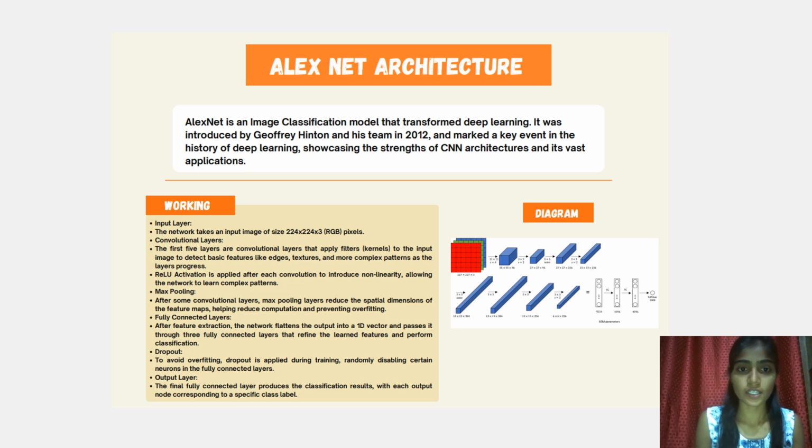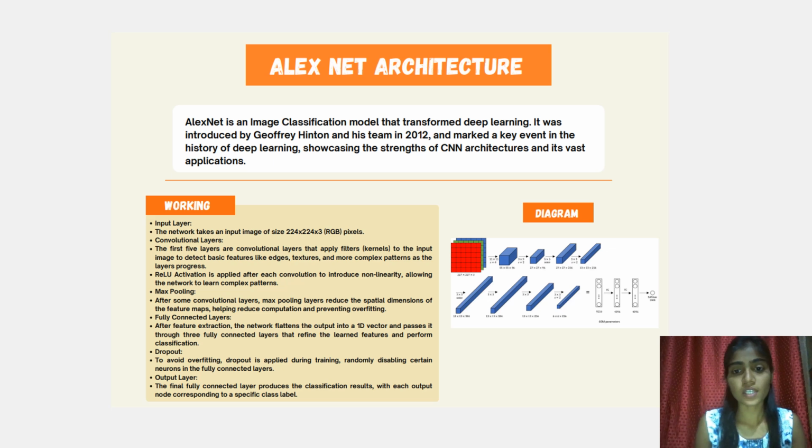So AlexNet is an image classification model that transformed deep learning. It was introduced by Geoffrey Hinton and his team in 2012 and marked a key event in the history of deep learning, showcasing the strengths of CNN architectures and its vast applications. So let's see its diagram and its working.